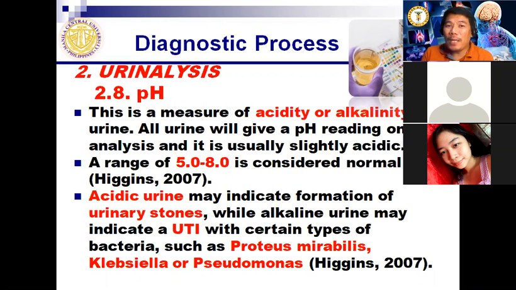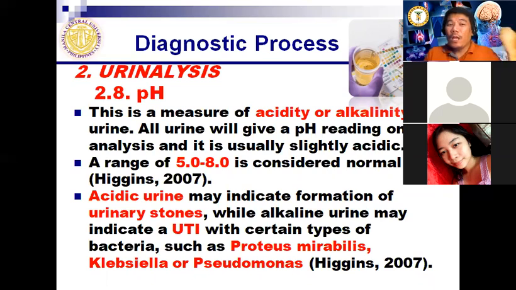The normal pH is 5 to 8. And class, always remember that too much acidity or too much alkalinity of the urine is harmful. Why? Too much acidity of the urine may determine urinary stones. Too much alkalinity of the urine is indicative of urinary tract infection.